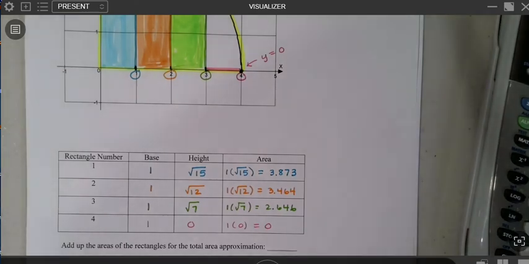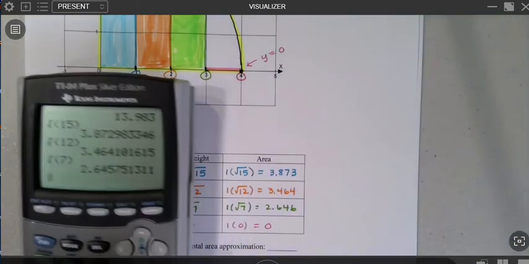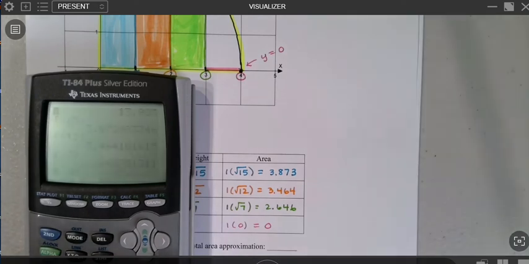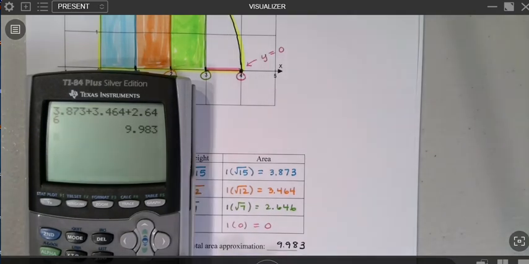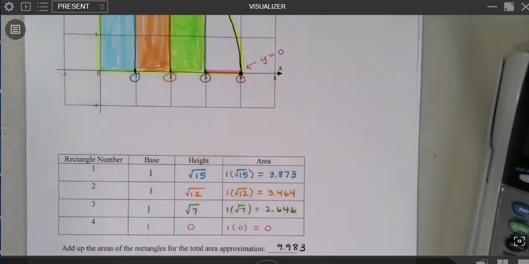All right, just like we did before, we would add up the areas of all 4 rectangles. I know technically there's really only 3, but we saw what happened with that fourth one. And I have 9.983. As expected, this is a rather large underestimate of the actual area. We missed a lot of area that should have been under that circle.